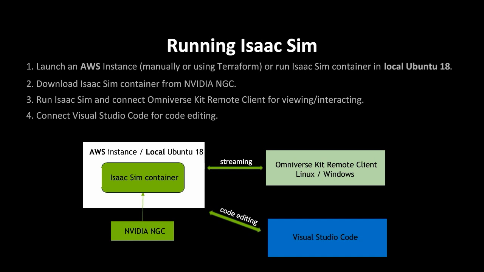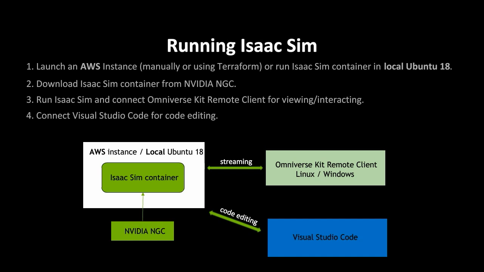And the container can be downloaded from NVIDIA NGC. Once we run the container, we can stream the images to the Omniverse remote client, which runs on both Linux and Windows. On the left-hand side, the Isaac Sim container needs to be run on an Ubuntu instance, but the remote client can be run on both Linux and Windows. And then we can connect Visual Studio Code to the container instance for remote editing and code development.